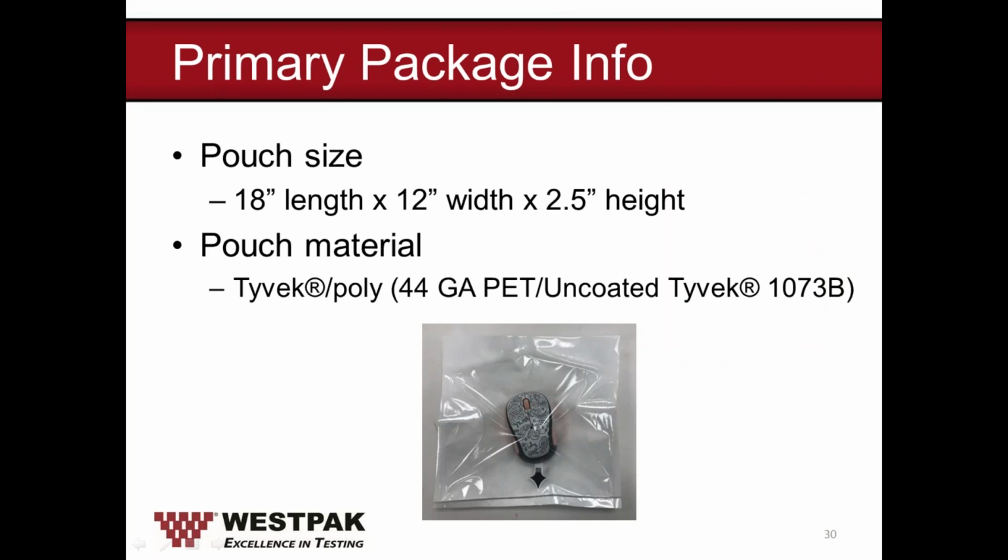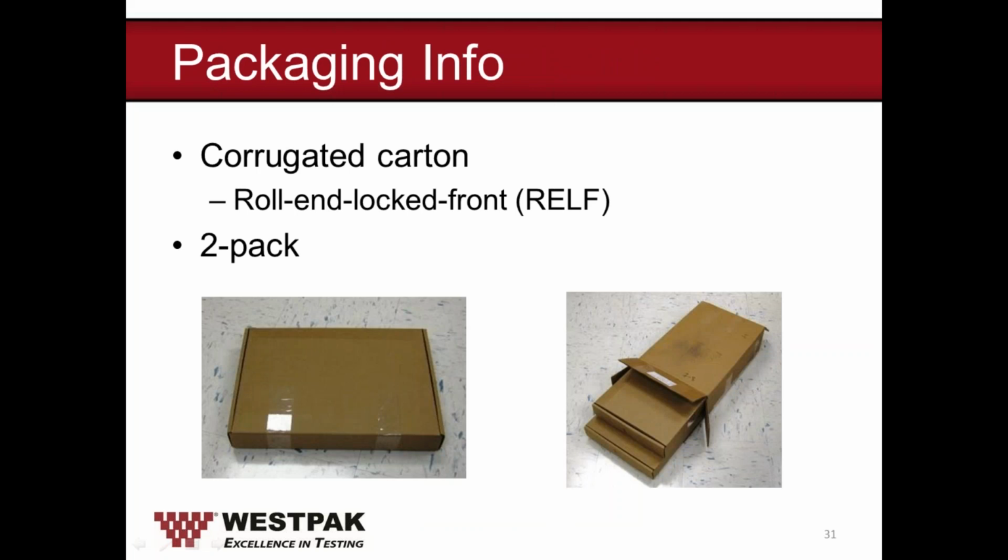Primary package information. Again, the pouch size is about 18 inches in length, 12 inches in width, and 2.5 inches in height. The pouch material is made of Tyvek on one side and poly on the other. It's a 44 gauge PET uncoated Tyvek 1073B. As indicated in the photo, we have our mouse sealed and placed inside a Tyvek pouch. Packaging information. It's a corrugated carton with a roll and lock front, RELF. It's a 2-pack. As you can see on the left, it's an RELF container placed inside a 2-pack inside a FOL shipper.